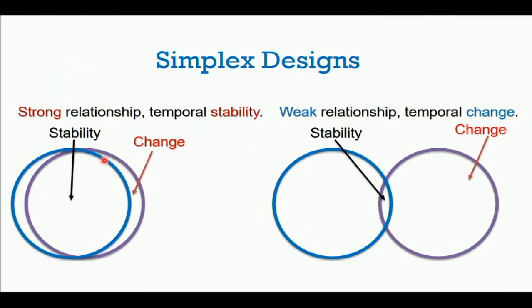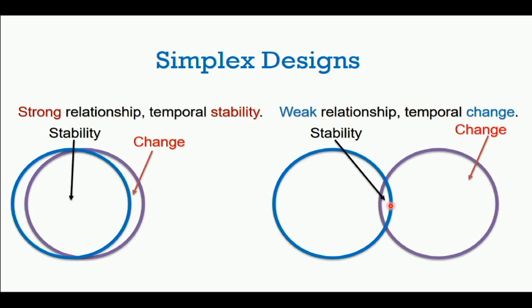Okay, so over here on the left, when we have a strong autoregressive correlation, this indicates temporal stability. So there's more shared variance than there is change. On the right, we've got a weak relationship. So a very, very low autoregressive coefficient. And that indicates there's far more change than there is stability.